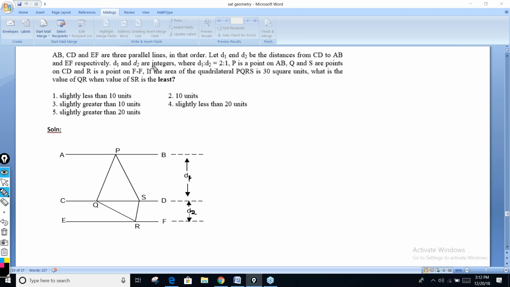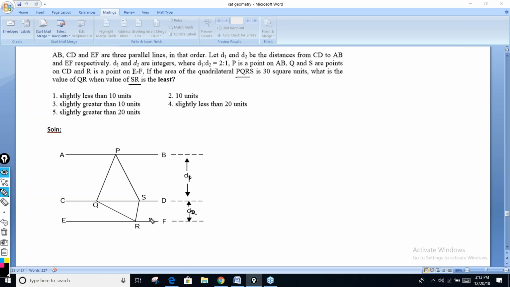If D1 and D2 are integers, where D1 is to D2 is 2 is to 1. P is a point on AB. Q and S are on CD and R is on EF. If the area of the quadrilateral PQRS is 30, this area is given as 30, what is the value of QR when the value of SR is the least?